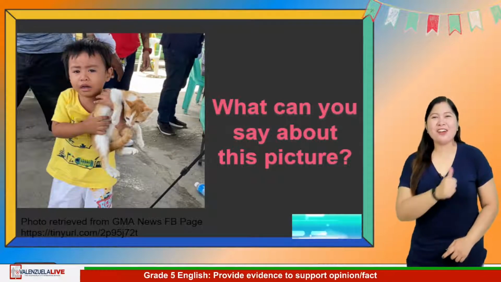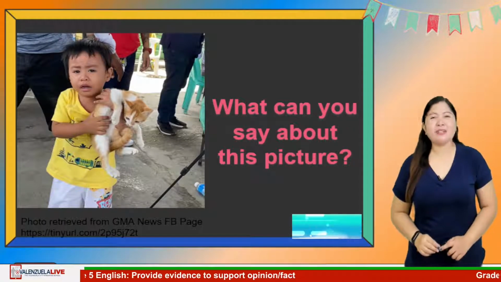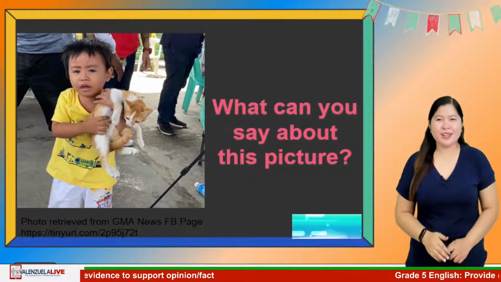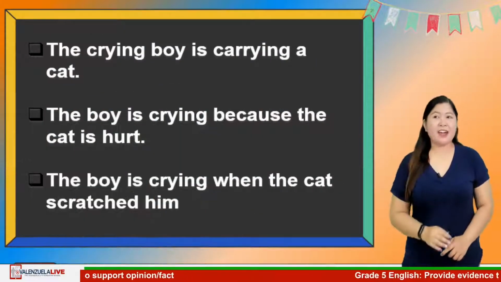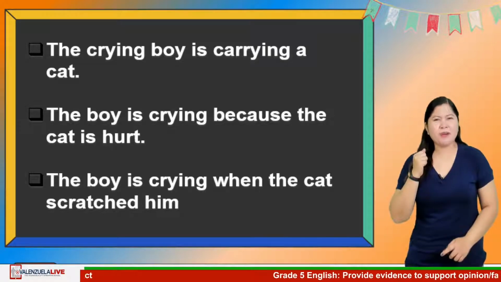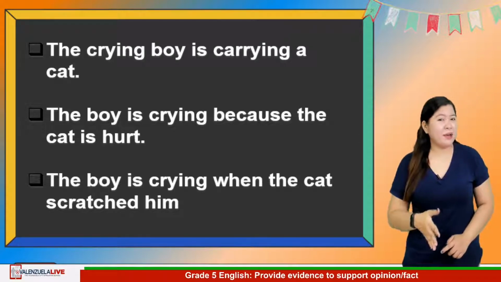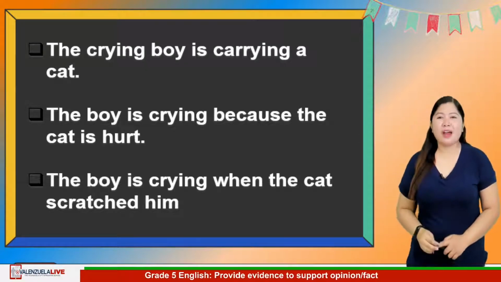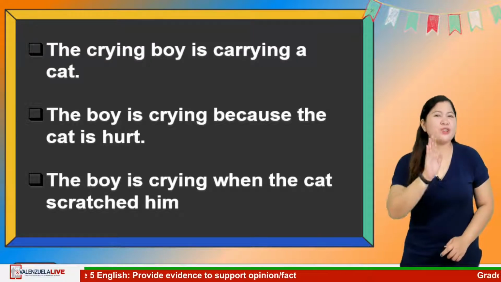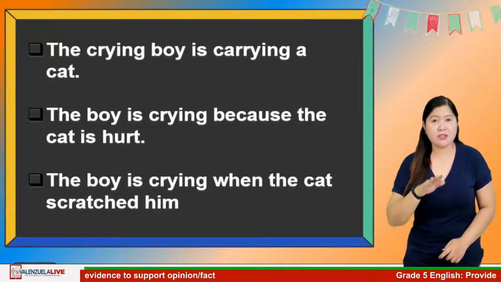Alright, very nice observations, learners. Many have shared their thoughts on this picture, and the most common observations are these. The crying boy is carrying a cat. The boy is crying because the cat is hurt. And the boy is crying because the cat scratched him. Okay? So, the answers that you shared are a mix of facts and opinions.